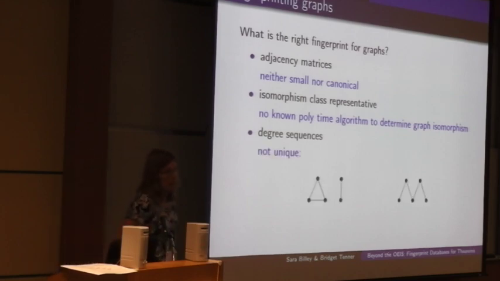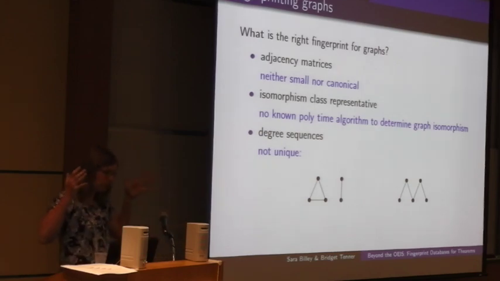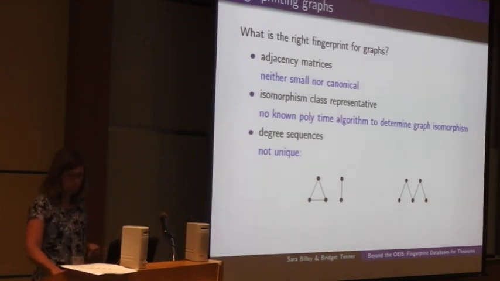But maybe that's okay in the sense that maybe theorems about graphs are kind of rare. And so maybe I wouldn't have too many false positives if we use the multiset of degree sequences. And that would be okay also in the same sense that if you put in just five terms into the OEIS, you usually get close to what you're looking for. Right? So maybe it would be a good approximation. And it is small, canonical, and language free.